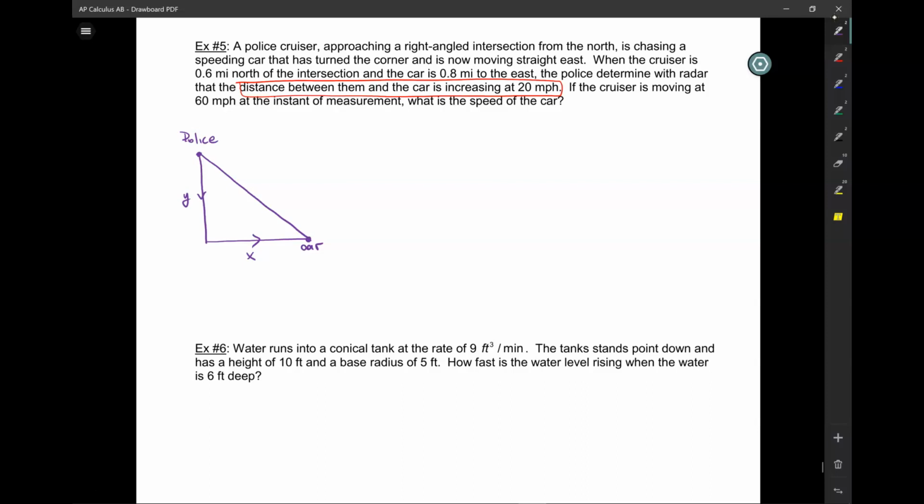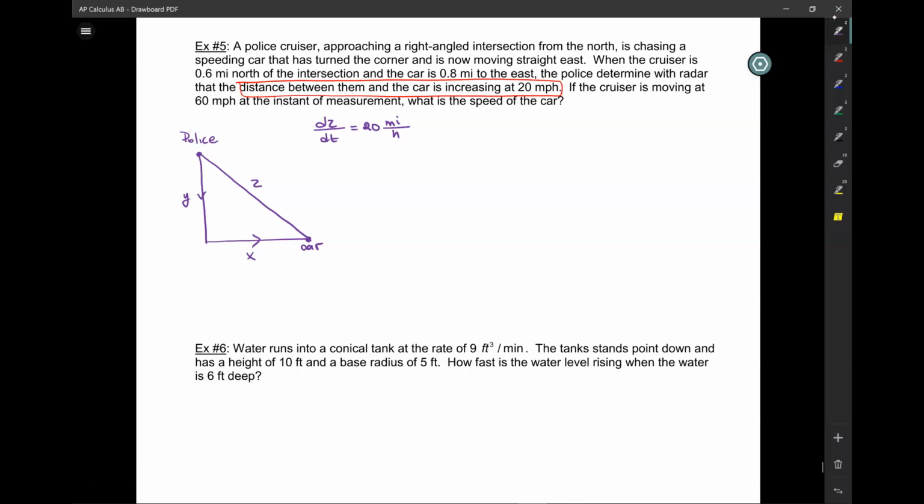Okay, now the distance between them and the car is increasing at 20 miles an hour. So if that's x and y, we can call this z. And what's increasing at 20 miles an hour? The distance between the car and the police. So z is increasing at 20 miles an hour. So dz/dt is 20 miles per hour.